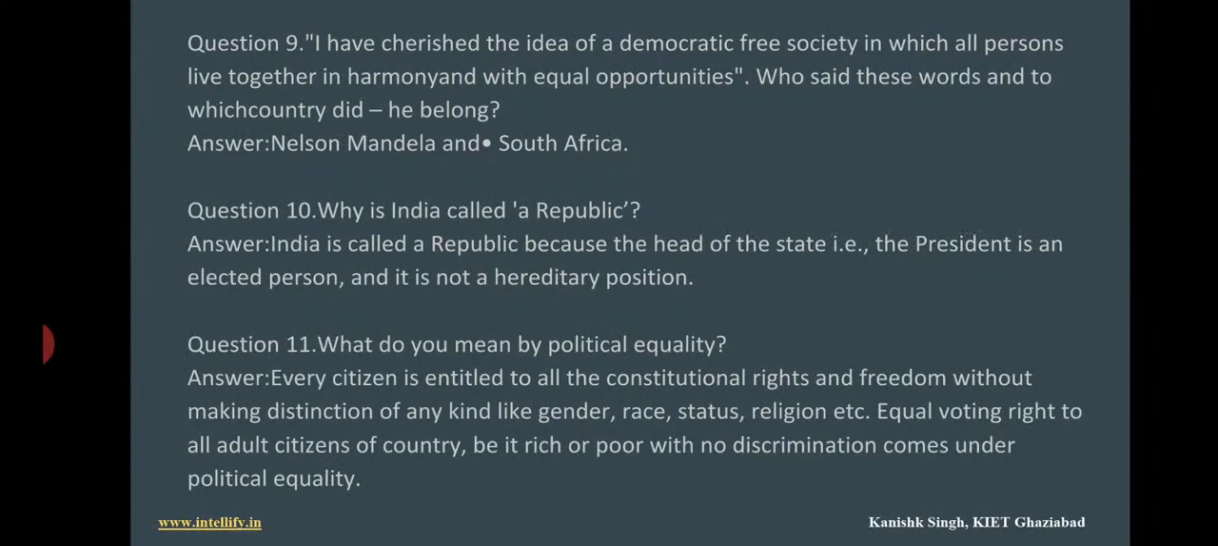Second thing is freedom without making any distinction. And both the equality of right and freedom should not have any distinction of gender, race, status, religion, etc., right? And the third thing is universal adult franchise, which says equal voting rights to all the people. We have studied in chapter 1, one vote one value, right? One person, one vote, one value, which says that if a person is described as adult in any particular country, then he should have equal voting rights. That is what universal adult franchise is, right?